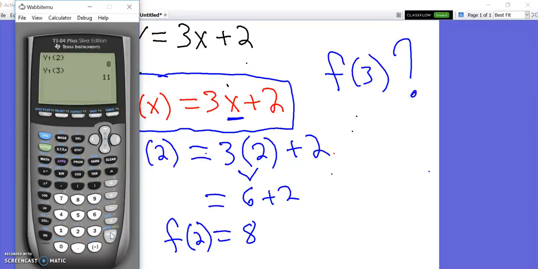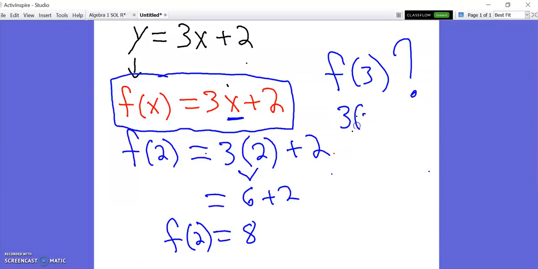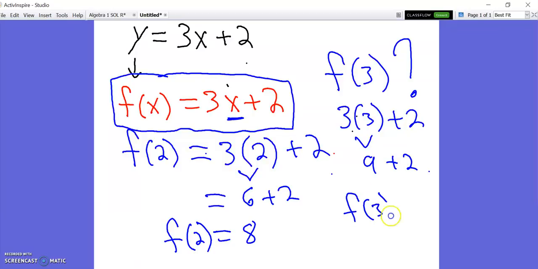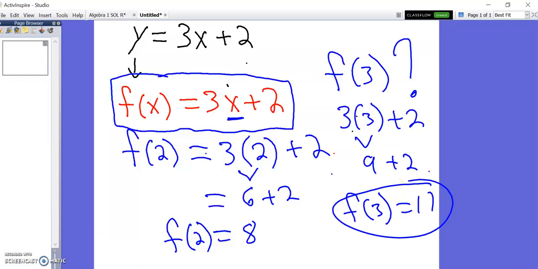Click enter. There's 11. So let's double check it. That's 3 times 3 plus 2, which is 9 plus 2. So that means f of 3 is going to be 9 plus 2, and 9 plus 2 is 11. So the calculator did it right. Go ahead and try some of these practice problems.